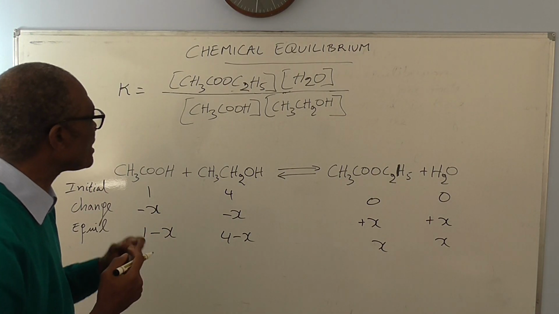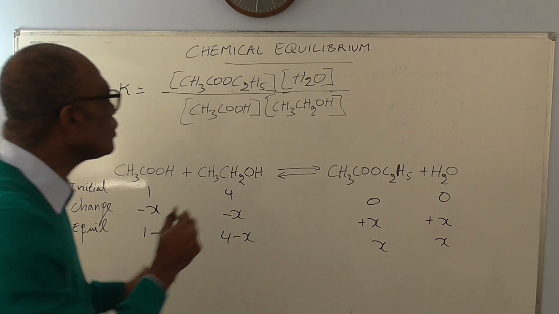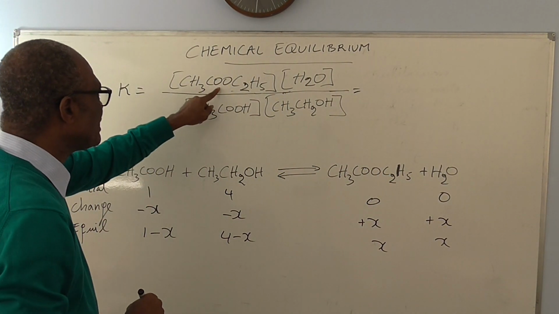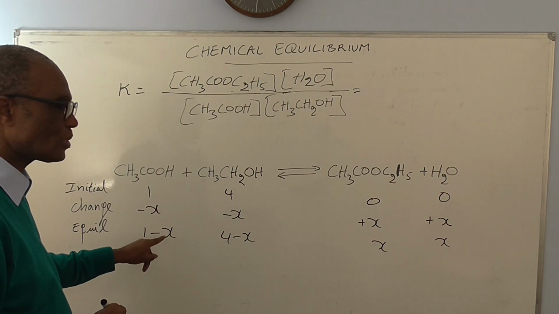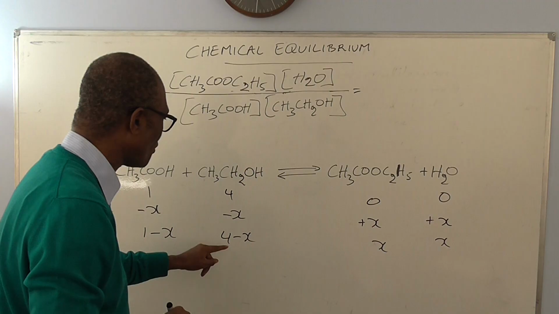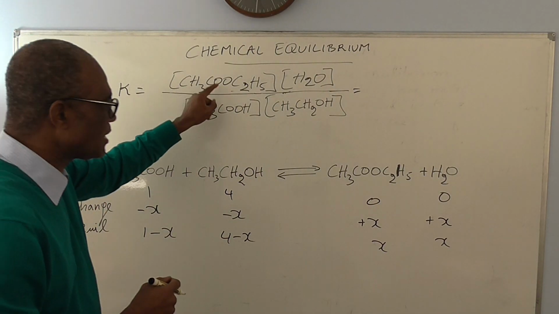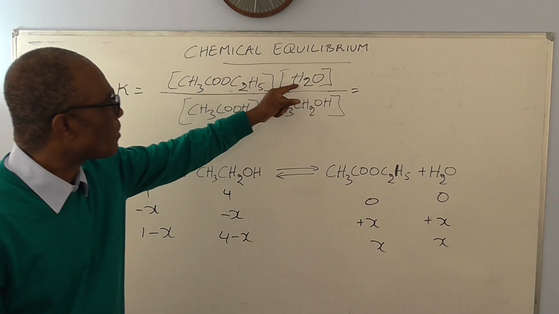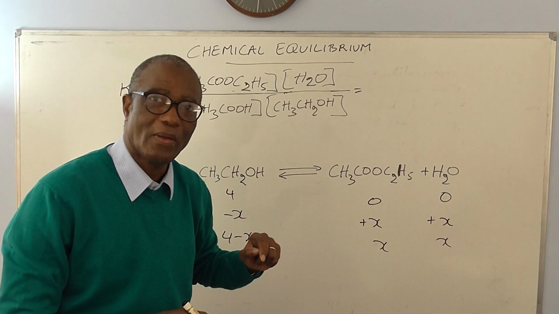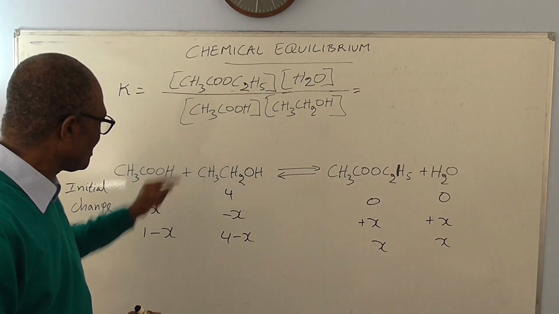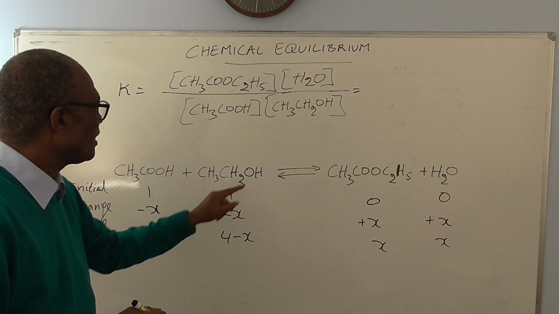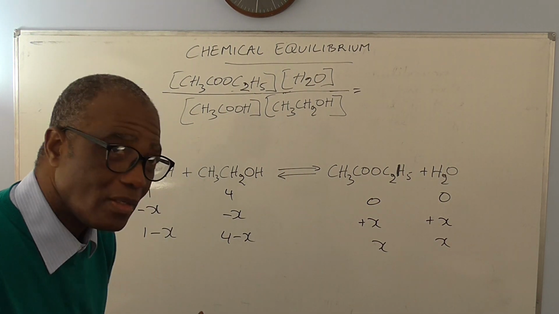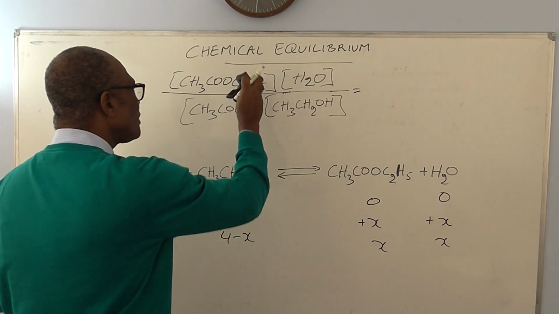Now we are going to replace in this expression. We're going to replace this by 1 minus x and that by 4. No, sorry, we're going to replace this by x, okay? We're going to replace this by x, and this also by x. And then ethanoic acid will be replaced by 1 minus x, and ethanol will be replaced by 4 minus x.